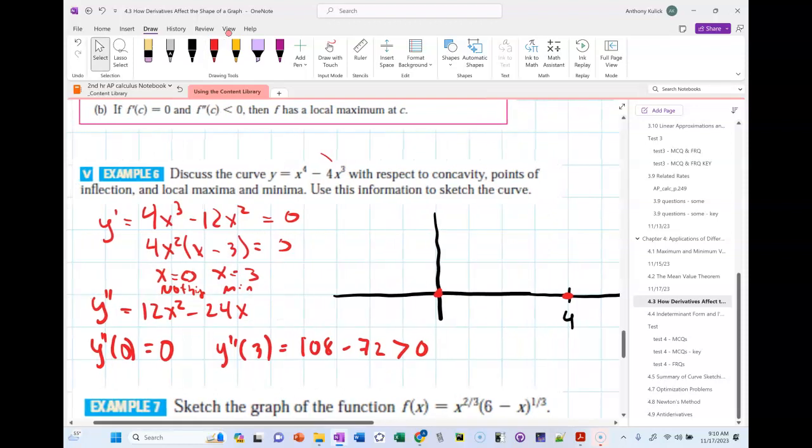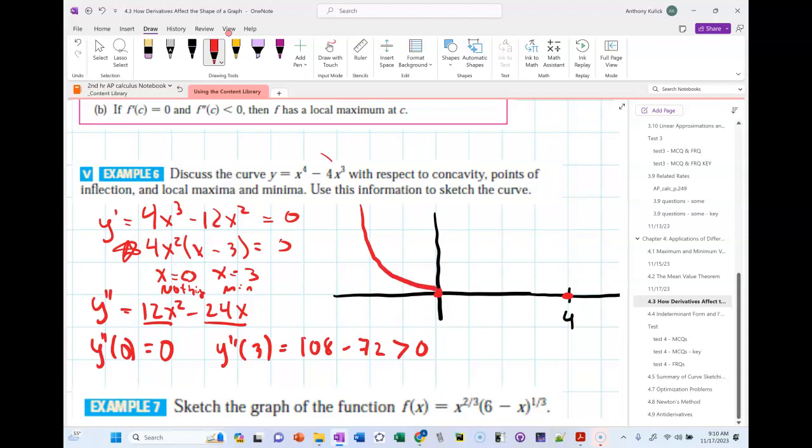And I can see that before 0, if I plug a negative value into the first derivative here, I'd have positive times negative. So we're going to be decreasing all the way up until 0. And it would be positive when I plug in a negative, so I should be concave up as well. So it's going to look like that coming in.